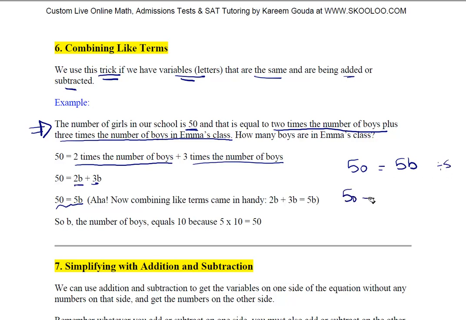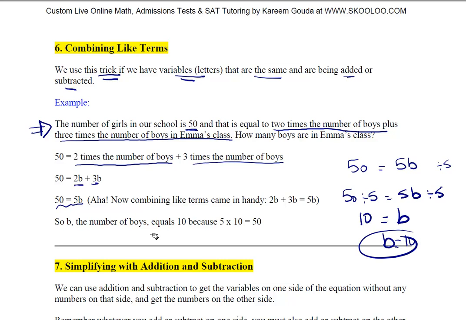You get 50 divided by 5 equals 5b divided by 5. 50 divided by 5 is 10, and 5 times anything divided by 5 is just the thing. So 5 times boys divided by 5, the 5s cancel out. So 10 equals b, that means there are 10 boys in the class.